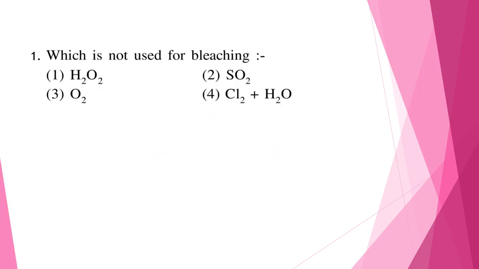Question 1. Which is not used for bleaching? H2O2, yes, it is used for bleaching. SO2 is also used for bleaching. Cl2 plus H2O is also used for bleaching. So oxygen is not used for bleaching. So the correct answer here will be option 3.